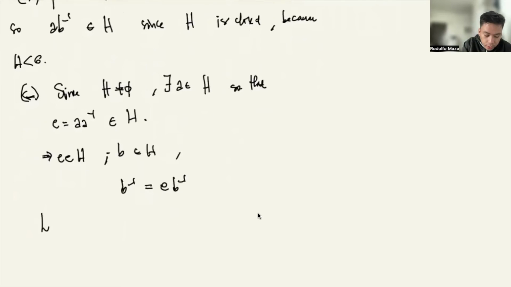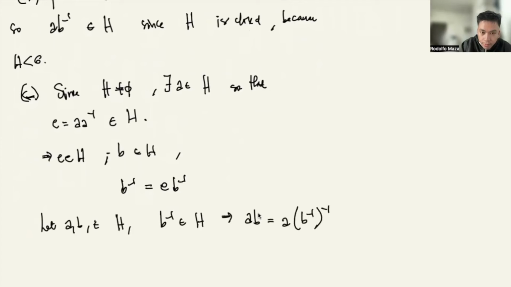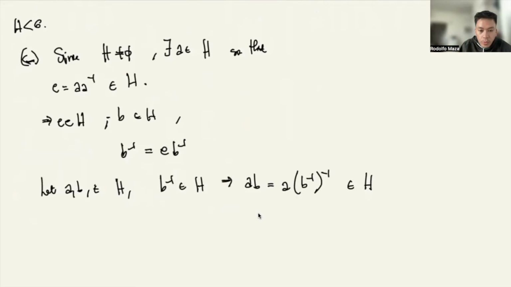Let tayo ng AB in H. Di ba BE inverse is in H? So yung AB mo is equal to A, B inverse inverse. Di ba pwede natin i-write yan, which is an element of H? Okay, kasi alam naman natin element siya eh. So, the closure holds for H. And associativity actually automatically follows since G is a group naman.